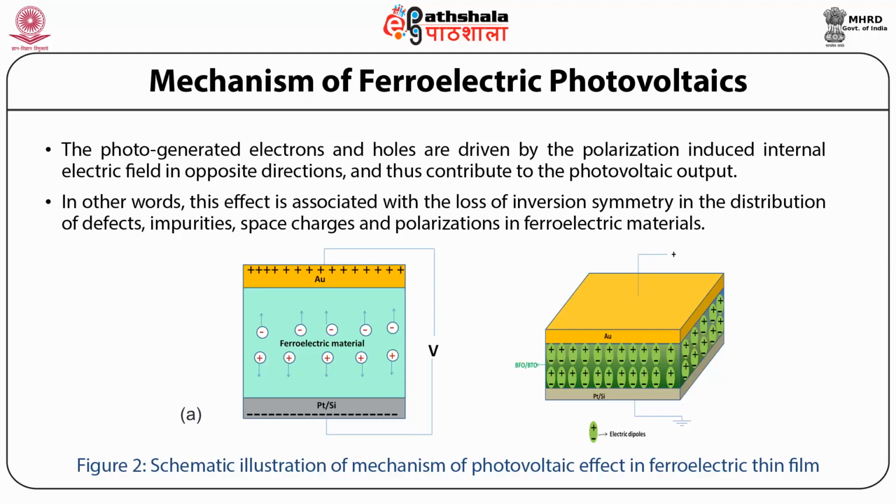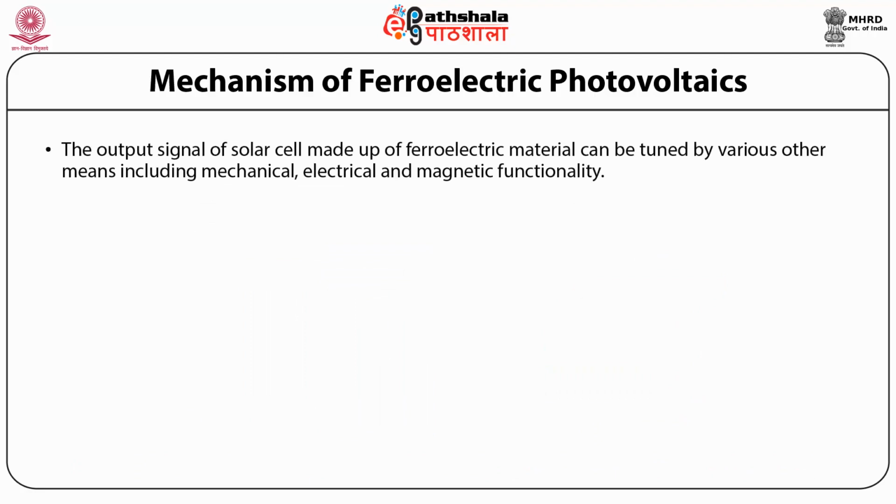multilayer thin film, in which we can see that after light is incident on the sample, the domains are aligned, and within those dipoles, the electric dipoles, the charges are separated. These charges are actually the carriers, which are the electrons and holes, which move later on towards opposite directions, giving the polarization. The output signal of a solar cell made up of ferroelectric material can be tuned by various other means, including mechanical, electrical and magnetic functionality.